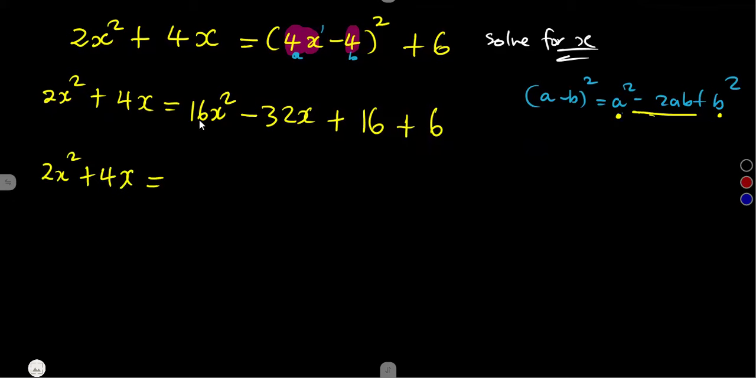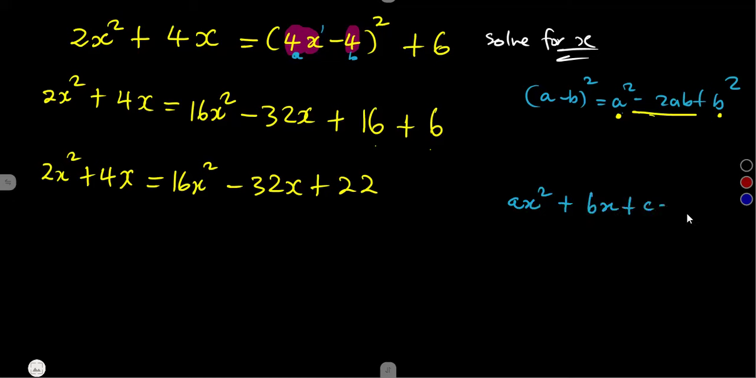On the right-hand side, we're going to collect the like terms, 16 and what? And 6 there. That's 16x squared minus 32x. 16 plus 6, that is going to give us 22. Remember, we want to solve for x, and we have this as a quadratic equation. The highest exponent is 2. Remember, as we had before, our quadratic equation format does not change. Ax squared plus bx plus c is equal to 0. One side must be equal to 0.